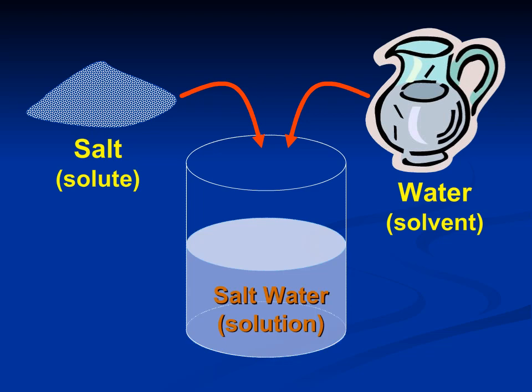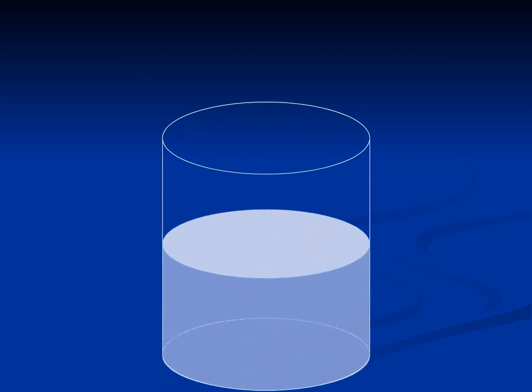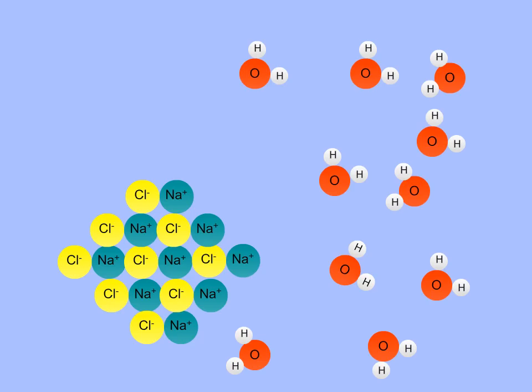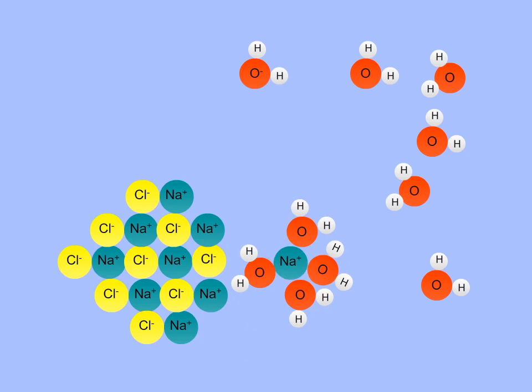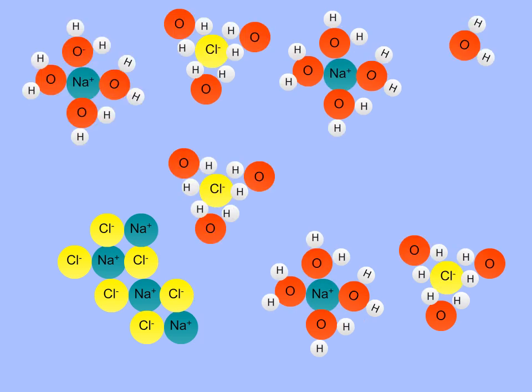Now, if we look very closely at what is going on at the molecular level, we would see that the polar water molecules are attracted to the charged ions in the salt. The partially negative ends of the water molecules surround the positive sodium ions, and the partially positive ends surround the chlorine ions, breaking the ions up. This is why polar substances, those with some degree of charge, will dissolve in water, and we give substances that dissolve in water a special name: hydrophilic, which literally means water-loving.